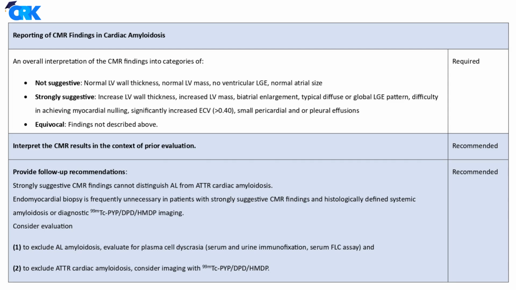At the end of your report, make sure you've done the following. Categorize the findings as not suggestive, strongly suggestive, or equivocal, interpreted the imaging in the clinical context, and provided clear next steps for differentiating AL from ATTR amyloidosis. By doing so, you not only support diagnostic clarity, you also guide efficient and targeted follow-up, reducing delays in what is often a time-sensitive diagnosis.